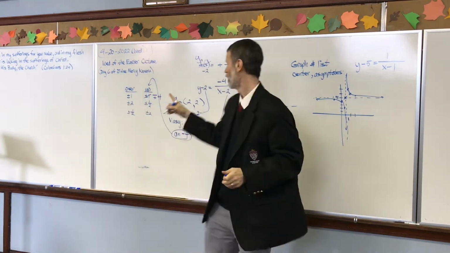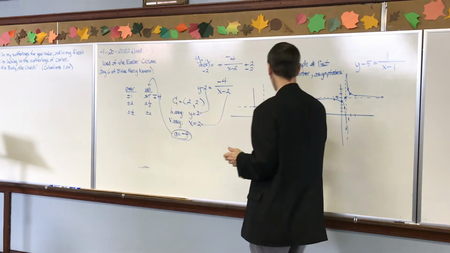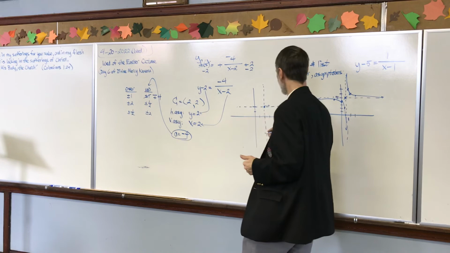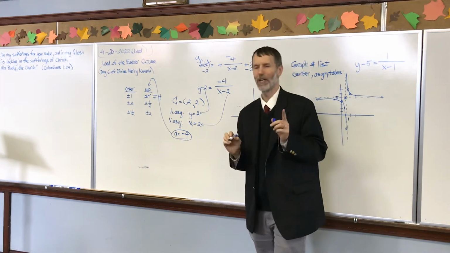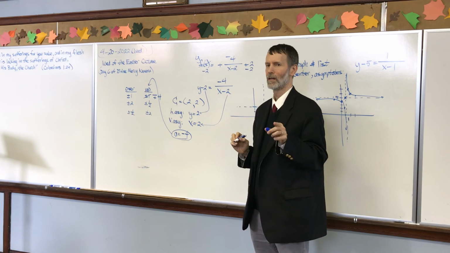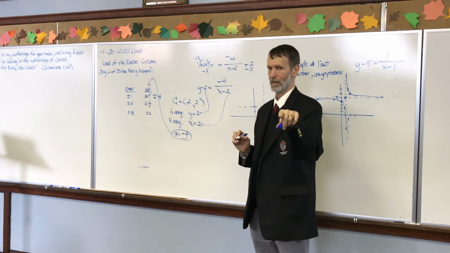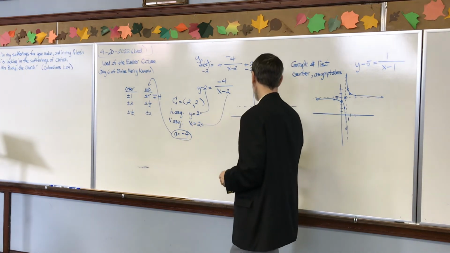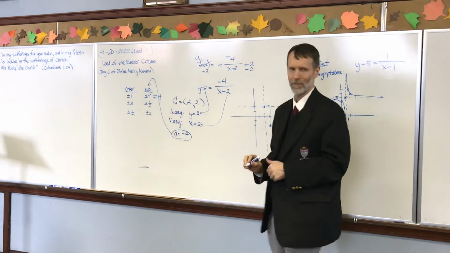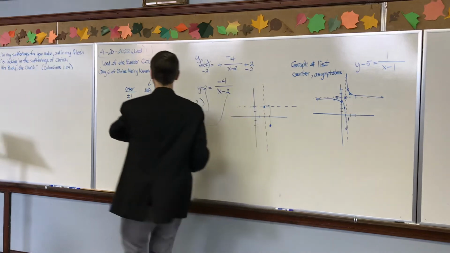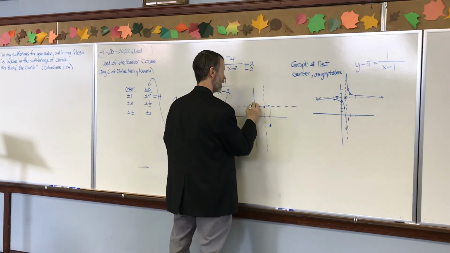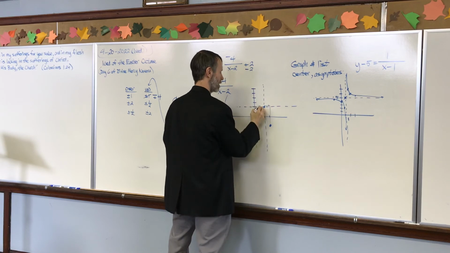Graph department. If you go 1 to the right, what should happen next? Down 4. Down 4, exactly. Watch this. Put a dot. Josh, take over. What if you went over 1 to the left? Then you go up 4. Clear?